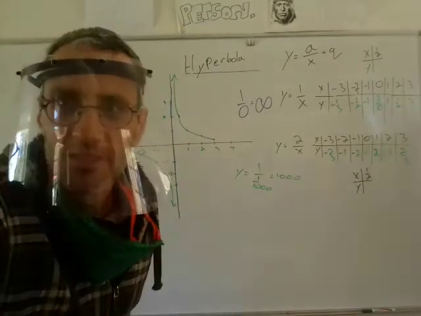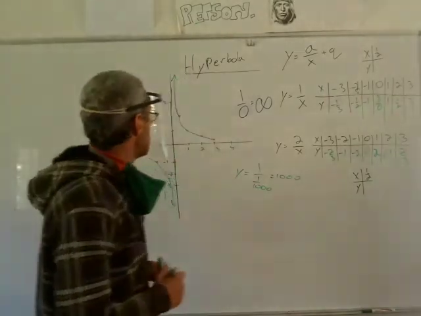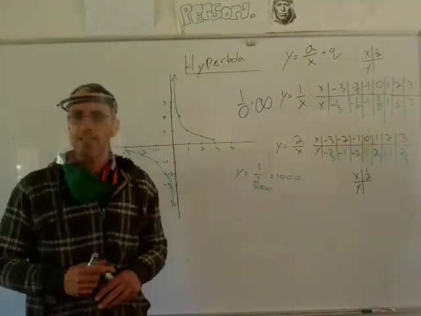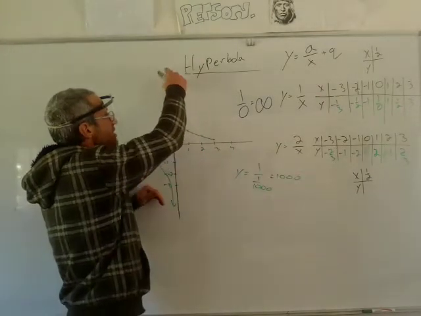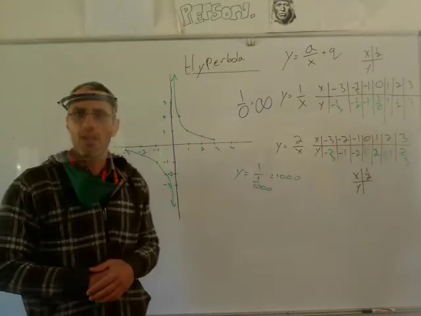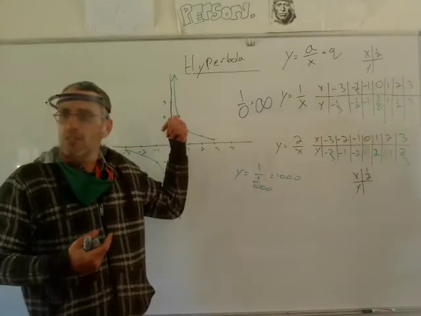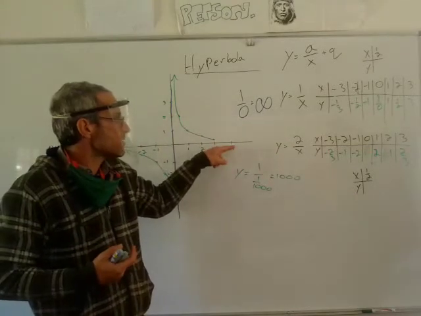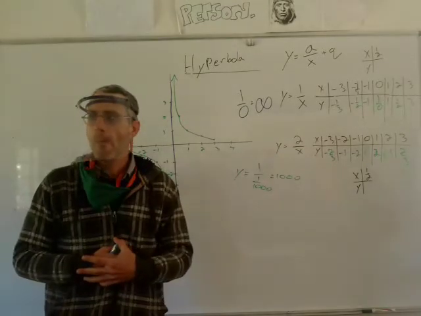Right. Now, I didn't ask you, but let's talk about intercepts. We just realized that this graph is never going to cross the y-axis, because the y-axis is the asymptote. So it doesn't have a y-intercept. It's never going to touch it. What about the x-intercept? Will it ever touch the x-axis?